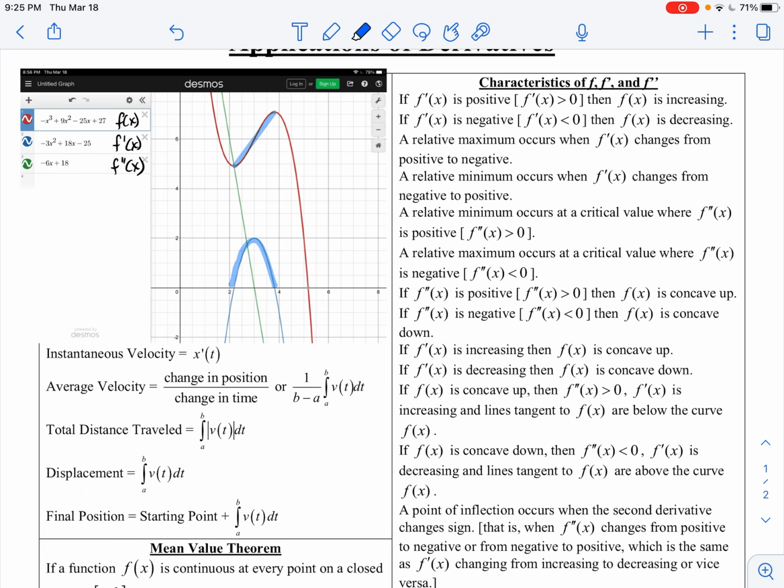Likewise, it says if f prime of x is negative, so then I'm looking at this piece and this piece. That's going to be where f of x is decreasing. It'll line up exactly with these two segments.